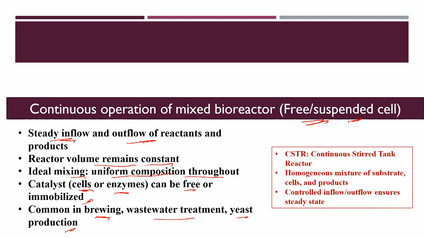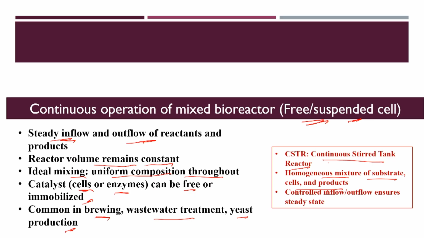So, what are the key features here? We are assuming a continuous stirred tank bioreactor, we are assuming a homogeneous mixture of substrate, cell and product, and we are having controlled inflow and outflow to ensure steady state. These are the key features of continuous operation.